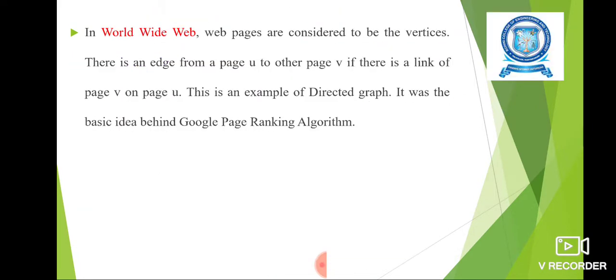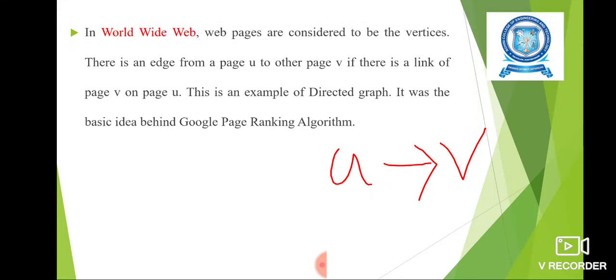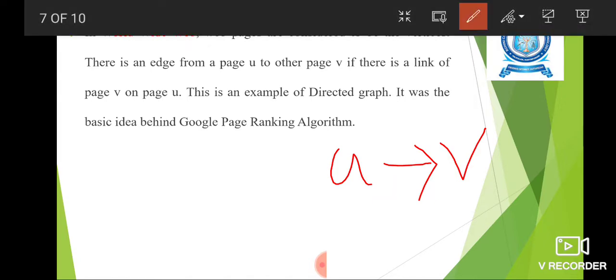Next we go with the World Wide Web. In the World Wide Web, web pages are considered to be the vertices. If we move from one page to another page, or if we have navigation from one page to another, then we have an edge. For example, if you are moving from page U to V, then we have an edge from U to V. So the World Wide Web is an example of a directed graph. It was the basic idea behind the Google page ranking algorithm.